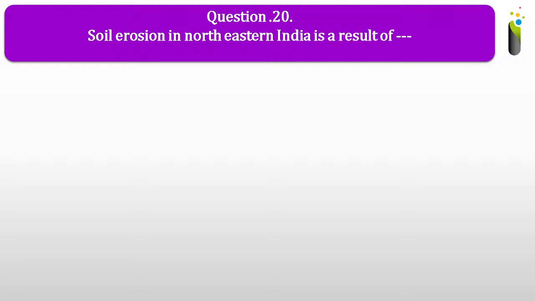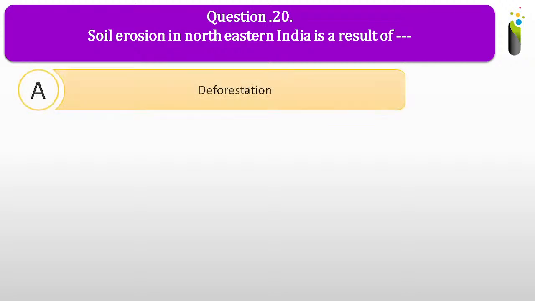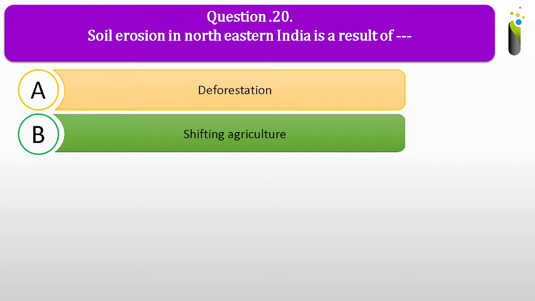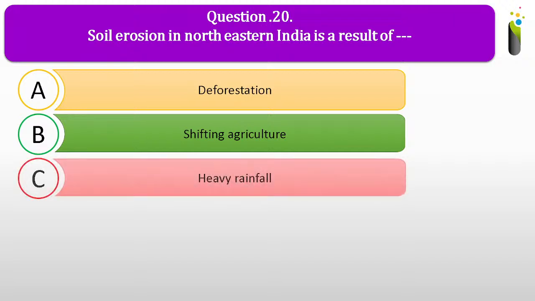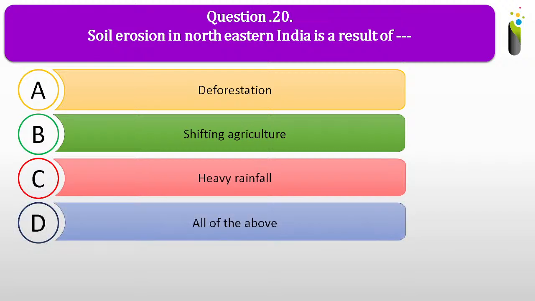Now, going ahead with question number 20. Soil erosion in northeastern India is a result of dash. I repeat, soil erosion in northeastern India is a result of dash. A. Deforestation. B. Shifting agriculture. C. Heavy rainfall. D. All of the above.